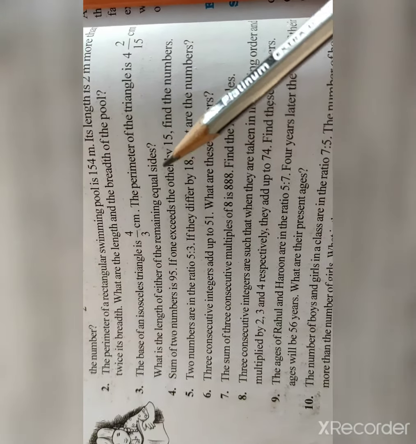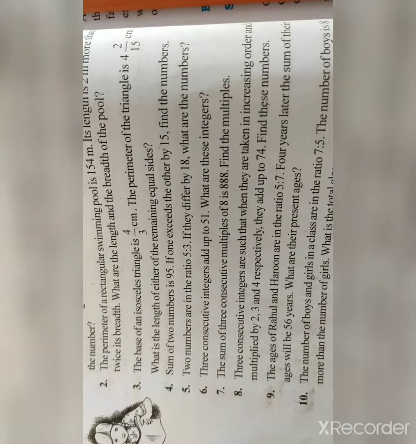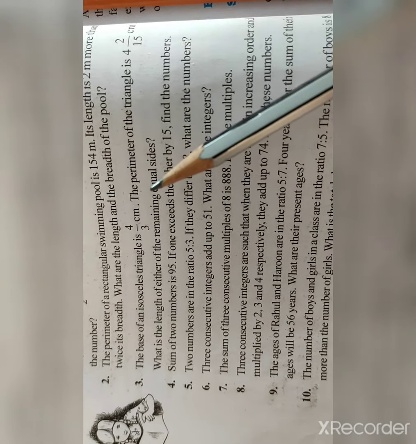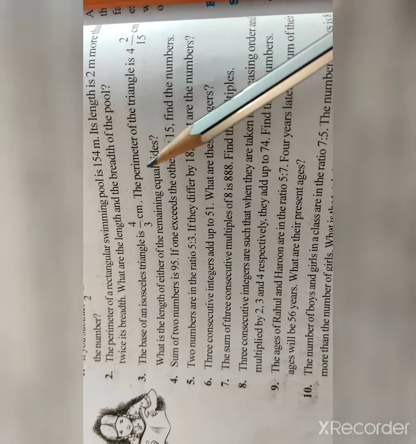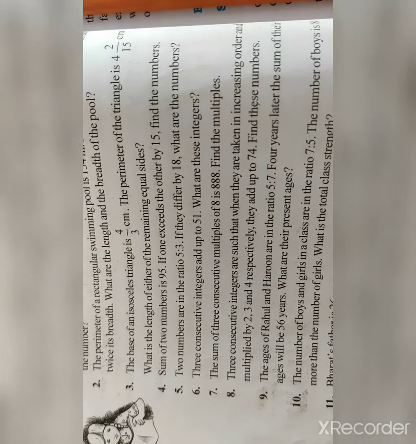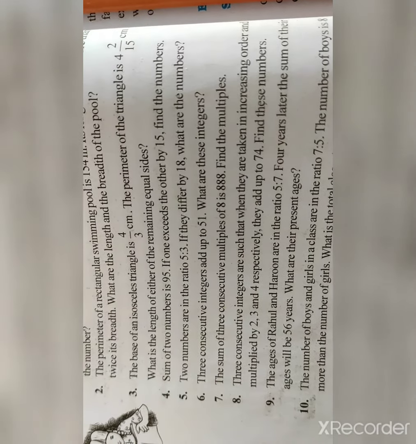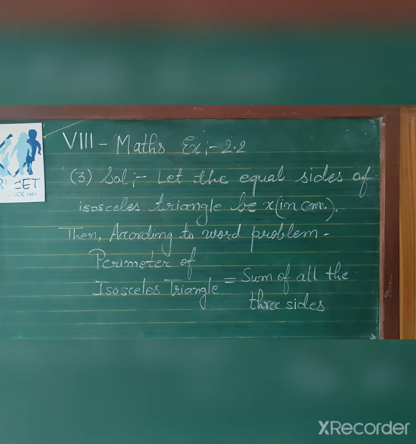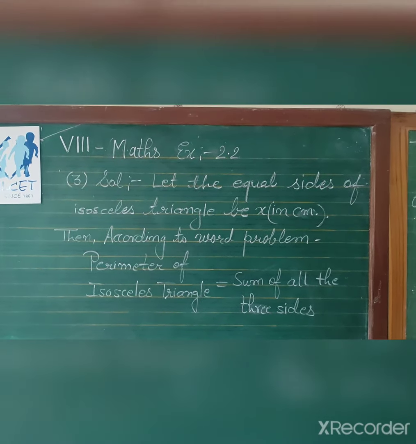So remaining equal sides, first we will assume x. So 2 sides will be x plus x, and perimeter formula, the sum of all the 3 sides. So x plus x plus 4 by 3 centimeter is equal to 4 integer 2 by 15 centimeter, because it is the perimeter. So let us start. Equation I will form, you will solve the equation, find the value of x and write the answer in the statement form. Let the remaining equal sides, or you can write let the length of remaining equal sides be x.